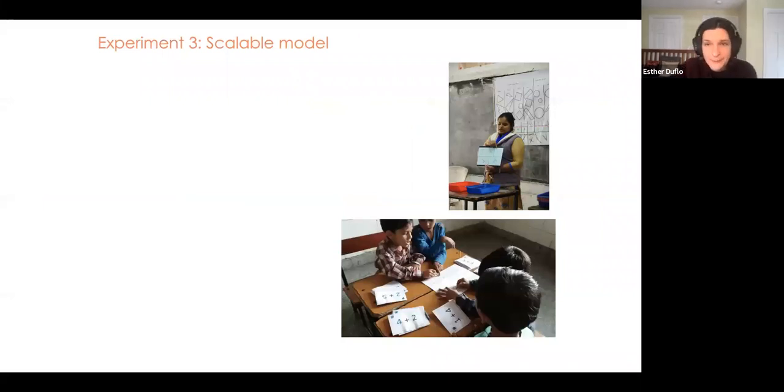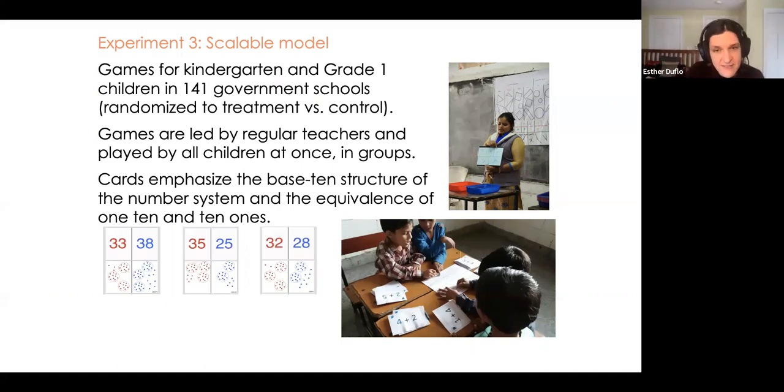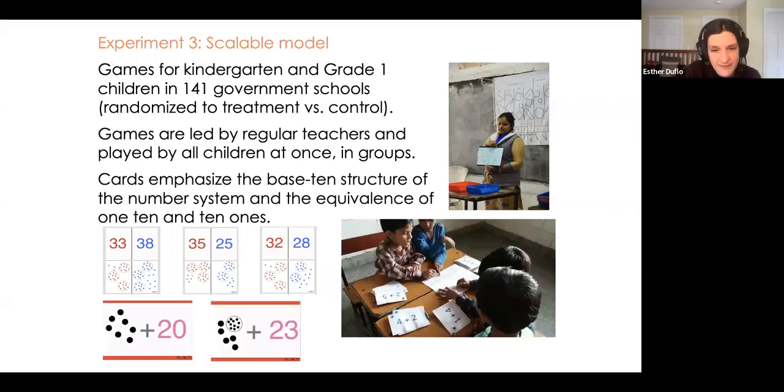So armed with this model, what did we do? Well, we tried to put in place a scalable model that could be played with kids with a lot of autonomy after an initial introduction by the teachers in those early years in government schools for kindergarten and grade one teachers. The cards emphasize the base 10 structure of the number system and the equivalence between 1-10 and 10-1. Teaching kids to learn that we share fundamental skill in grade one.